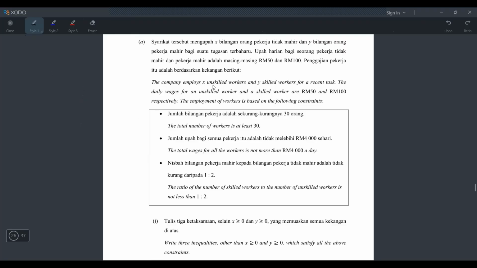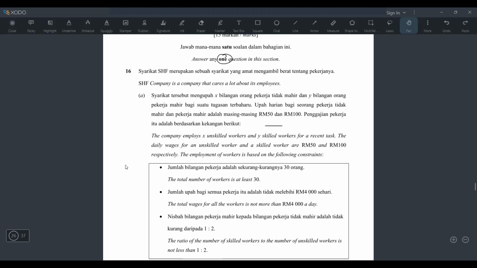Okay, A. The company employs X unskilled workers and Y skilled workers for a recent task. The daily wages for an unskilled worker is 50 ringgit and for a skilled worker is 100 ringgit, respectively. The employment of workers is based on the following constraints. Number 1, write 3 inequalities. This is from Form 4 Chapter 6, called Linear Inequalities.